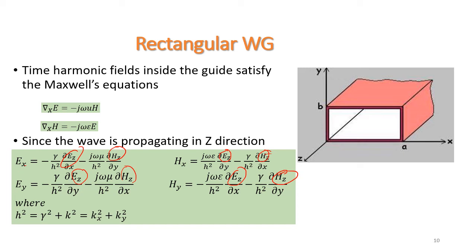Now see, at a time both Ez and Hz will not be present inside the waveguide. As I told you, a waveguide is a single conductor structure. So at a time, Ez and Hz will not be present inside the waveguide.